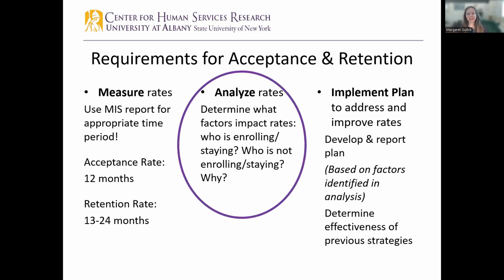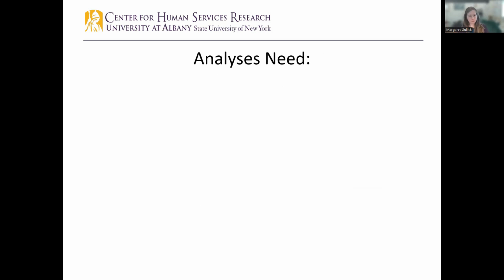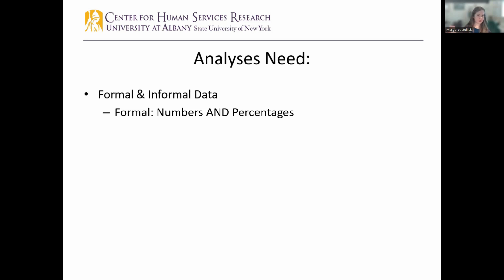And today we're going to focus more on that MIS and analysis piece, what you need to run the MIS reports and how to interpret the results to perform your analyses and answer those critical questions. All right, so what do you need in your analyses? What kind of information, what sources? Well, first, you need formal and informal data. Formal, as in numbers and percentages, my favorite, I'm very biased here. And you need, again, both the numbers and the percentages.